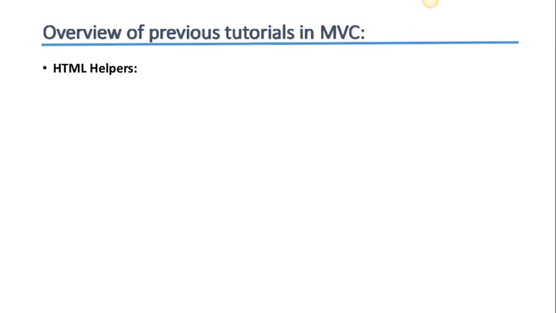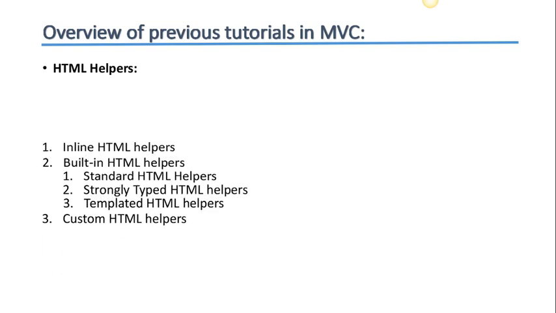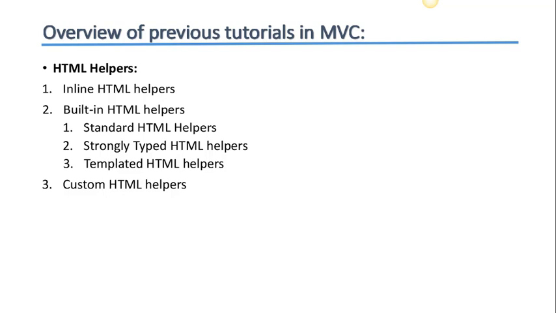First, we are going to understand the overview of the previous tutorial in MVC. In the previous tutorial we understood there are three main types of HTML helper: inline HTML helper, built-in, and custom HTML helper. The built-in HTML helper is again categorized into three types: standard HTML, strongly typed, and templated HTML helpers. In this tutorial we are going to understand the standard HTML helper in detail.